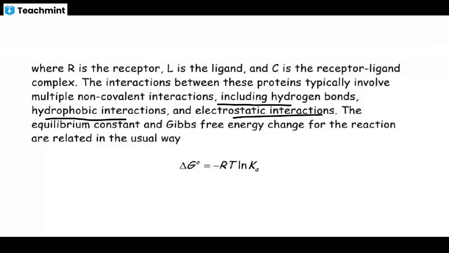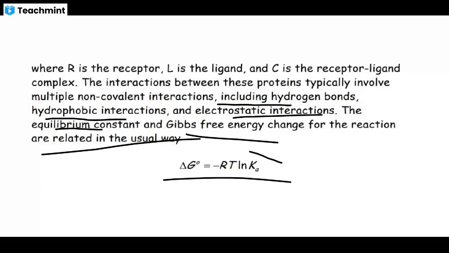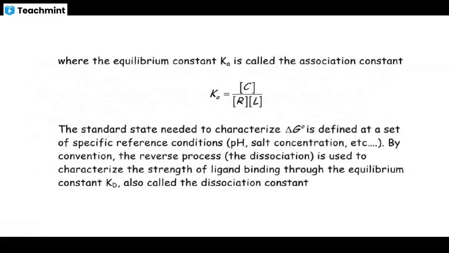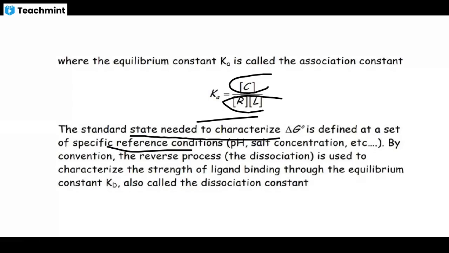So the equilibrium constant gives the free energy change for the reaction, related in the usual way: delta G equal to minus RT ln K, where the equilibrium constant K is called the association constant. Product divided by reactant, with the equilibrium constant being the product divided by the standard state. It is needed to characterize delta G, which is defined at a set of specific conditions. So you always need a specific reference condition, such as pH and salt condition, for the standard delta G.